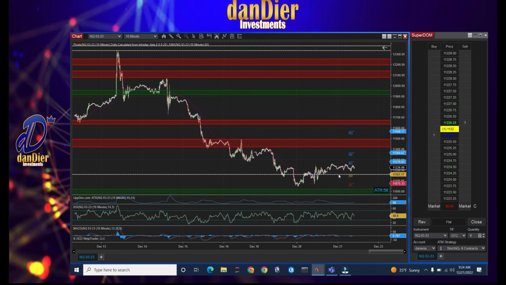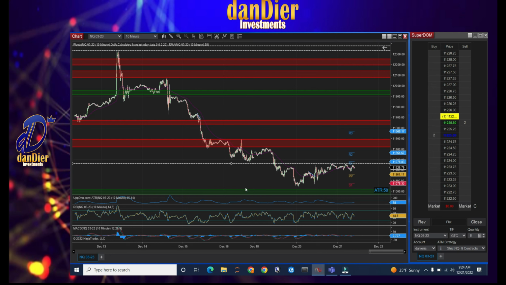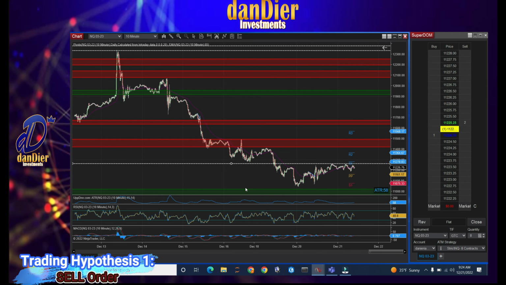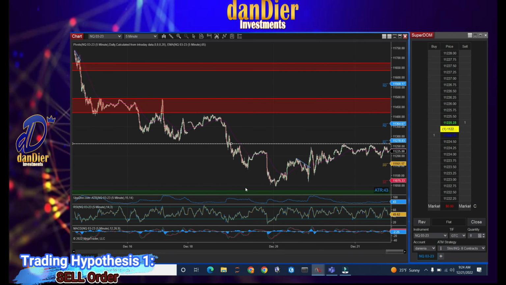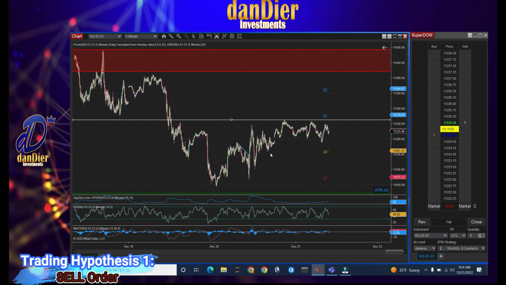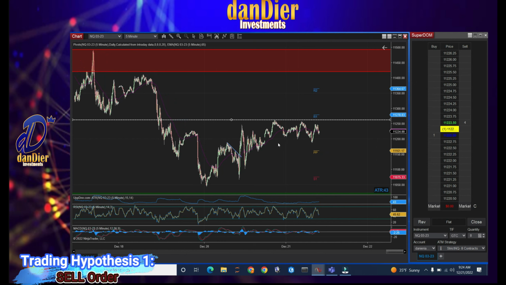Drop it down to the 10-minute. See, price has been rising over the last day or so, but it's kind of flattening out. Touched this level twice. So now we have our first trading hypothesis. Want to look and see if we can find a sell order here, particularly coming back to these levels and getting a bounce off to the downside.